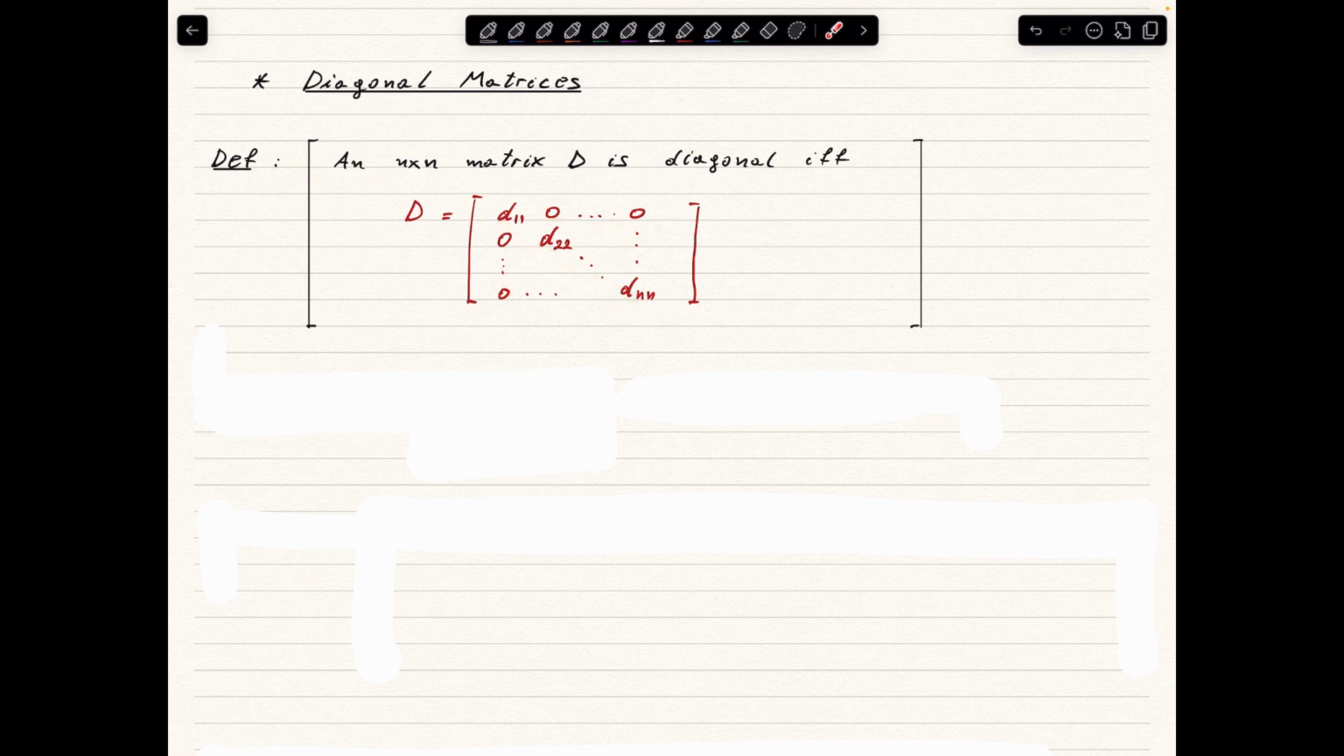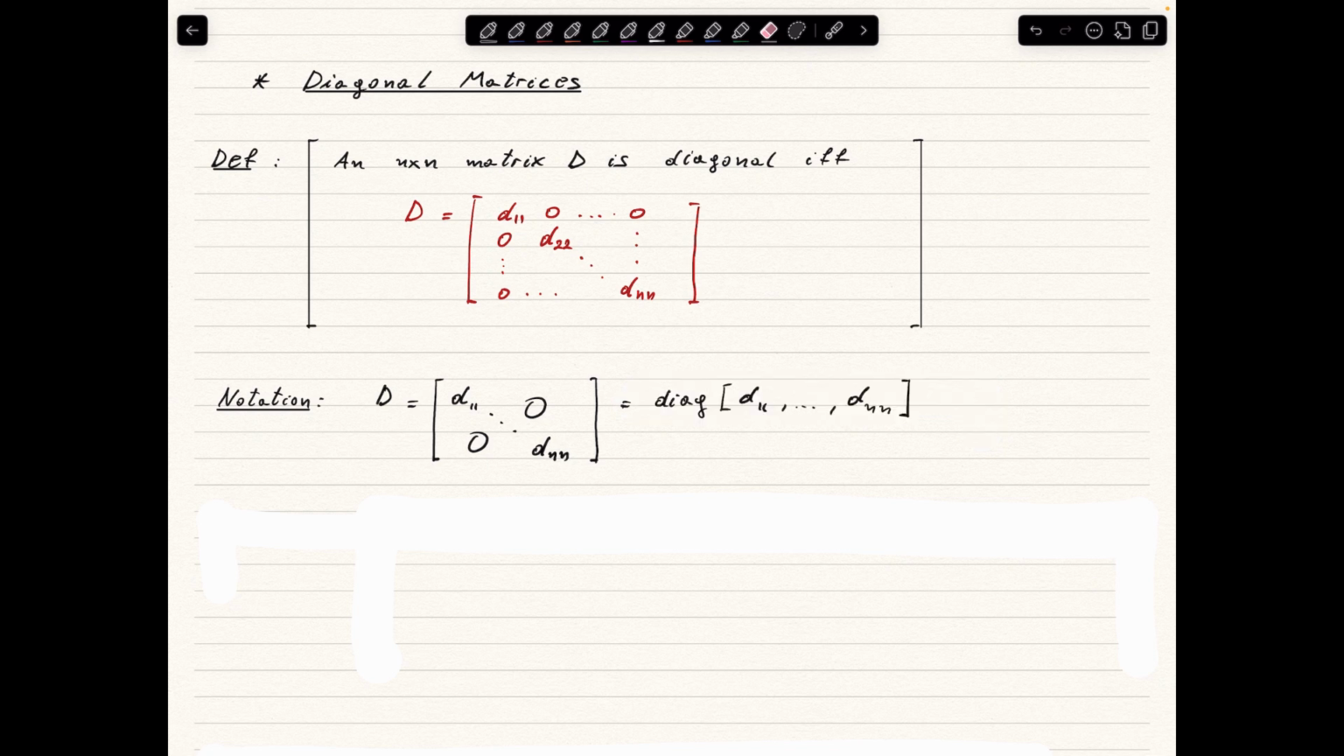We are going to use the following notation for diagonal matrices. Since we don't want to write so many zeros, we are going to write a big 0 on the upper corner and a big 0 on the lower corner, and then coefficients only in the diagonal. Or even better, we are going to use this notation, diag, and then we write only the important coefficients, which are the coefficients in the diagonal of the matrix.